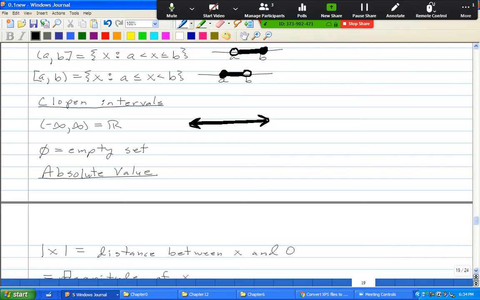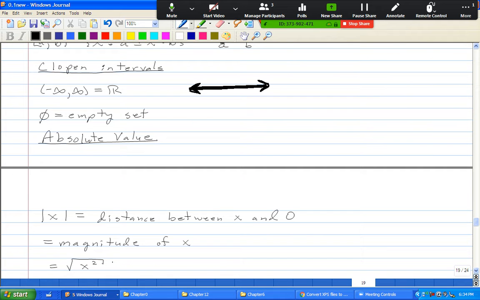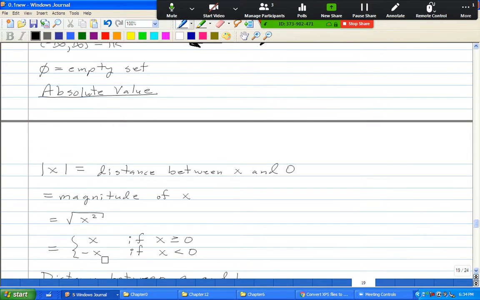Absolute value. The absolute value, denoted by these two lines, is the distance between x and 0. It is the magnitude of x. If x is a real number, it's the square root of x squared. It is x if x is non-negative, and it's negative x if x is negative. If x is negative, you want to change its sign so that you can make it positive.